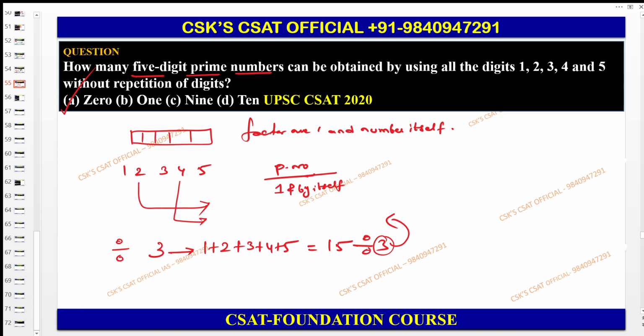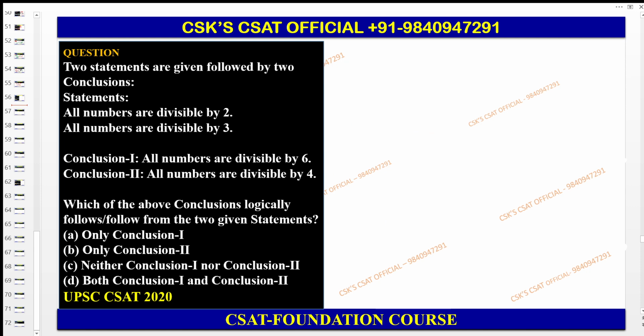Okay, now this question. Simple numbers also come in statement and conclusion questions. Listen, it's a simple question. The statements are: all the numbers are divisible by 2, and all the numbers are divisible by 3. Then what is the conclusion? All the numbers are divisible by 6.